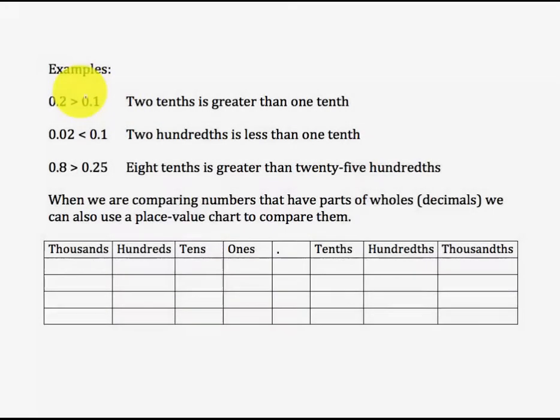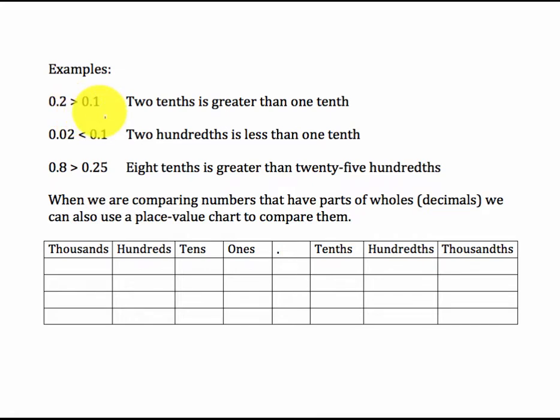So here are some examples of comparing decimals. I have 0.2 and 0.1. So this reads as 2 tenths, and this is 1 tenth, because the 2 is in the tenths column, and the 1 is in the tenths column. Remember, the tenths place value column is one spot to the right of the decimal. So I just look at each of these digits. They're both in the tenths column. 2 is larger than 1, so that means this whole decimal, 2 tenths, is greater than 1 tenth.